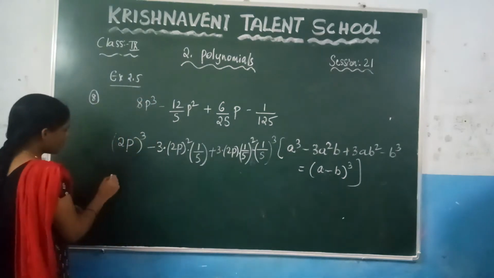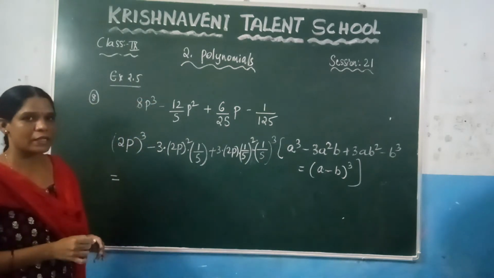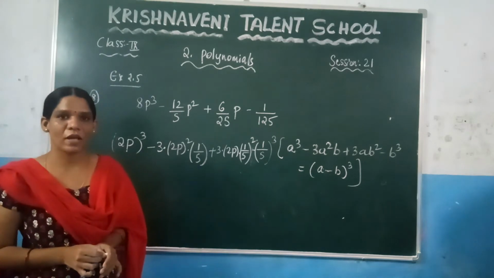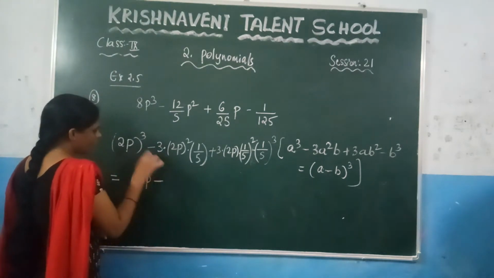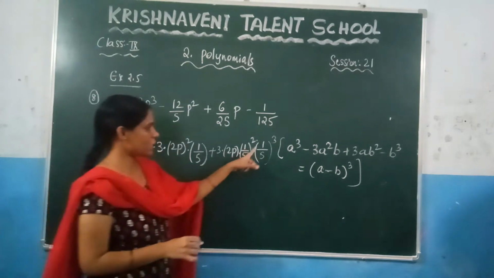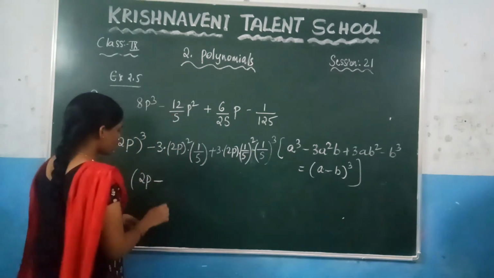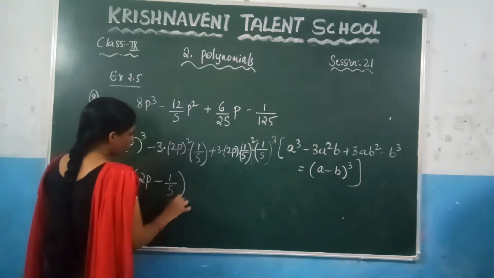Now you know the formula of this one, which is nothing but (a minus b) whole cube. What is the value of a here? Which is 2p. Write it here: 2p minus. And what is the value of b in this case? Which is 1 by 5. So write it here: (1 by 5) whole cube.